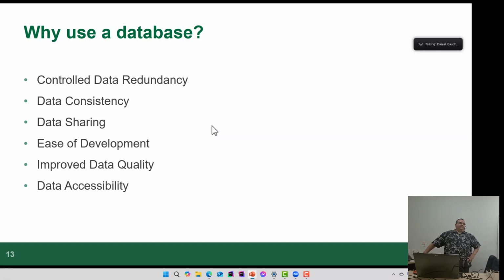Data sharing. Many people use Brightspace. You're all sharing that data. You're all part of this course shell. Ease of development. Yeah, modern database systems are actually really easy to work against once you know how to do it, compared to how it was way back in the dark ages. And people keep trying to bring back the dark ages for some unknown reason.